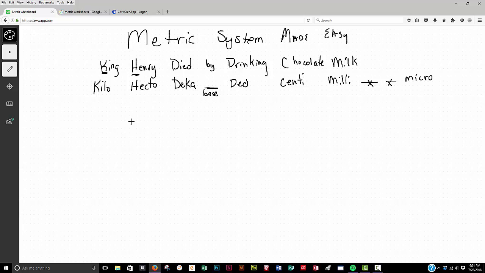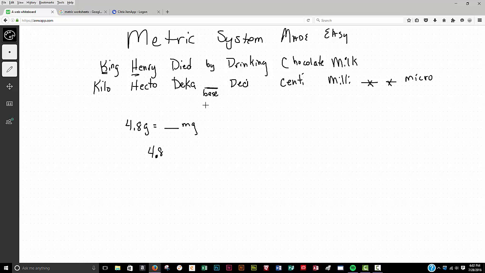So this is the hardest part, is writing down King Henry died by drinking chocolate milk. That's the hardest part. And now all you do is just take some numbers and move some decimals around. And this whole thing helps you on where to move your decimal. So let's do 4.8 grams equals how many milligrams? First step, write down your number again. Second step, determine where your decimal is. Third step, go up to where you're going, grams to milligrams.